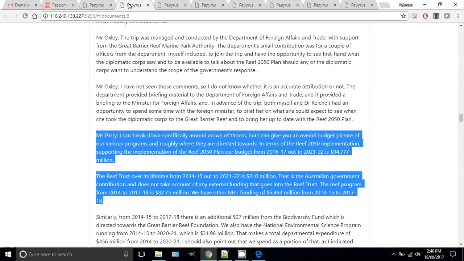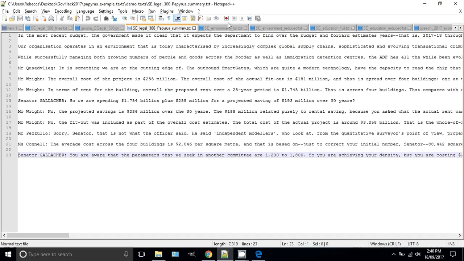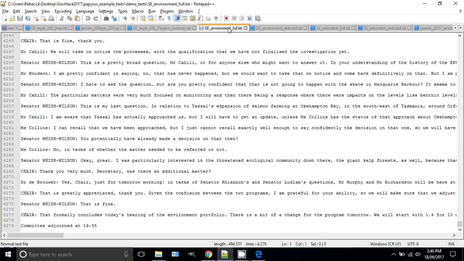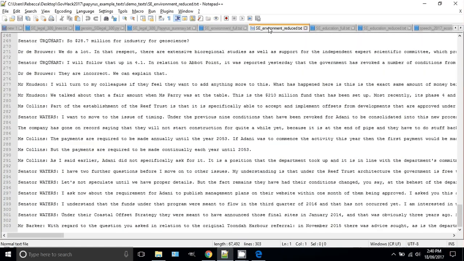And this reduces the text from originally 4,279 lines down to 303 lines, which is well and truly under 10%.